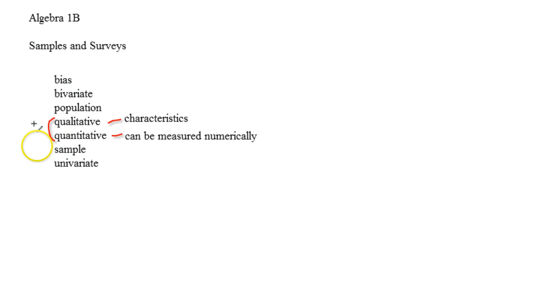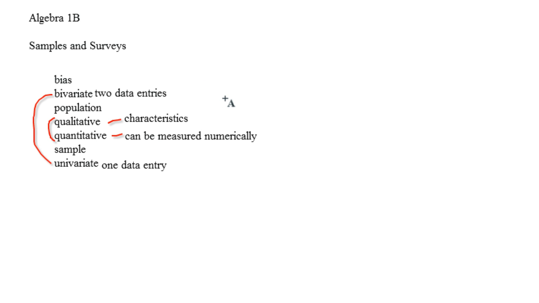Now the next thing is the difference between univariate and bivariate. If you're looking at univariate, you just look at one variable and one data entry. Bivariate would just be two data entries. That's something really simple.